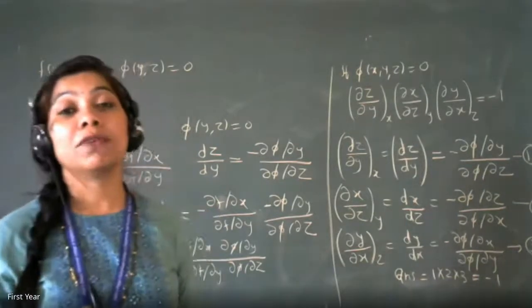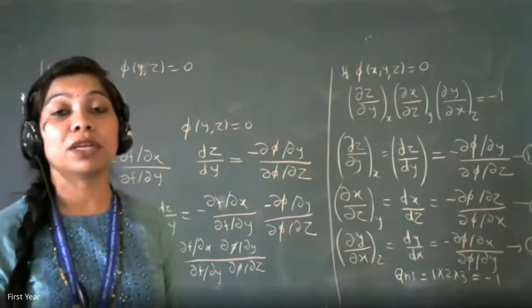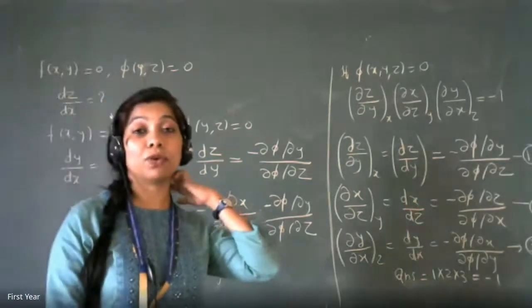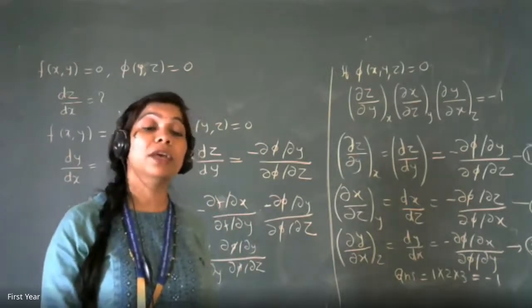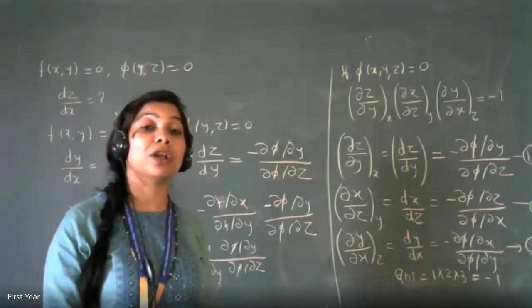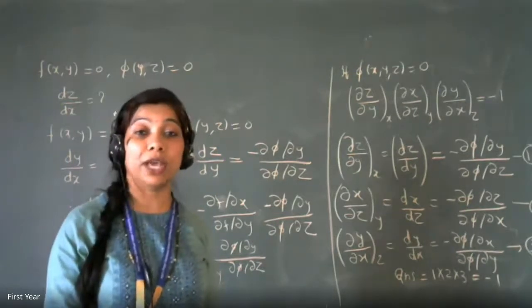Okay. After that we did total derivative, wherein your function, if it is f of x, y is equal to 0, or f of x, y, z is equal to 0, then what will be your total derivative? Df will be differential. Total differential will be df is equal to del f by del x into dx plus del f by del y into dy.